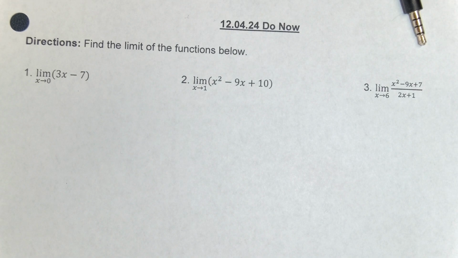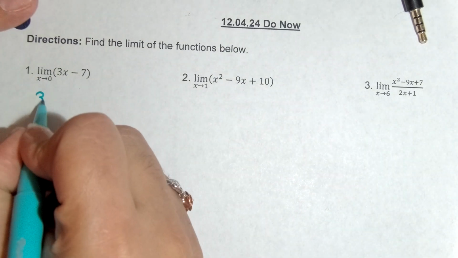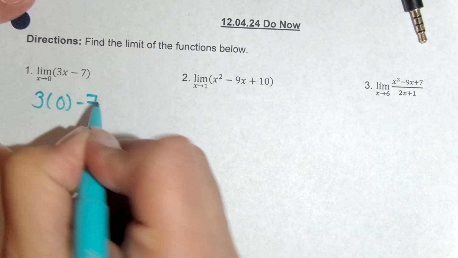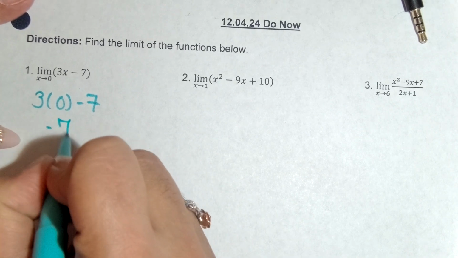So let's look at number 1. What do I have to do for this one? The limit as x approaches 0 of 3x minus 7. Substitute x for 0. When you substitute x for 0, what do you get? 3 times 0 minus 7, which gives you negative 7. Very good.